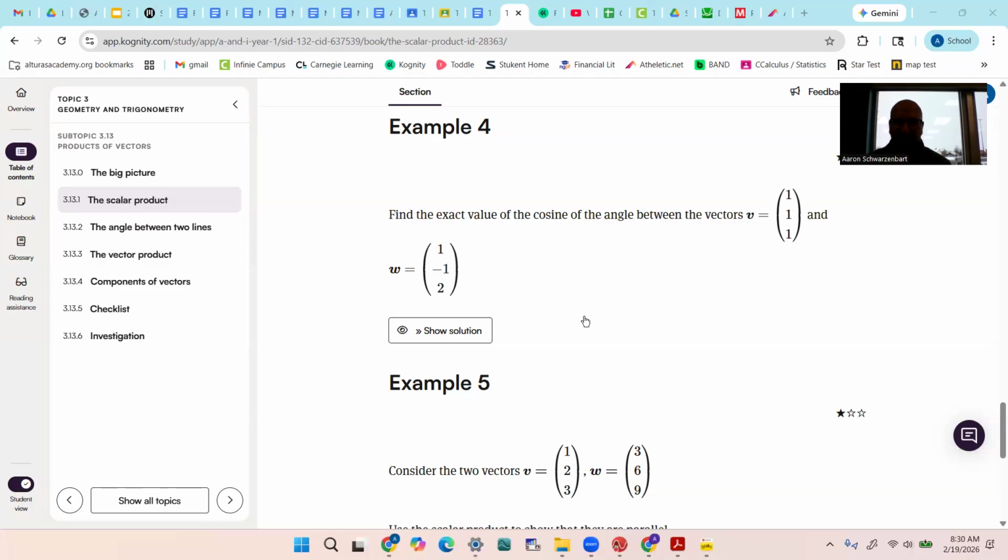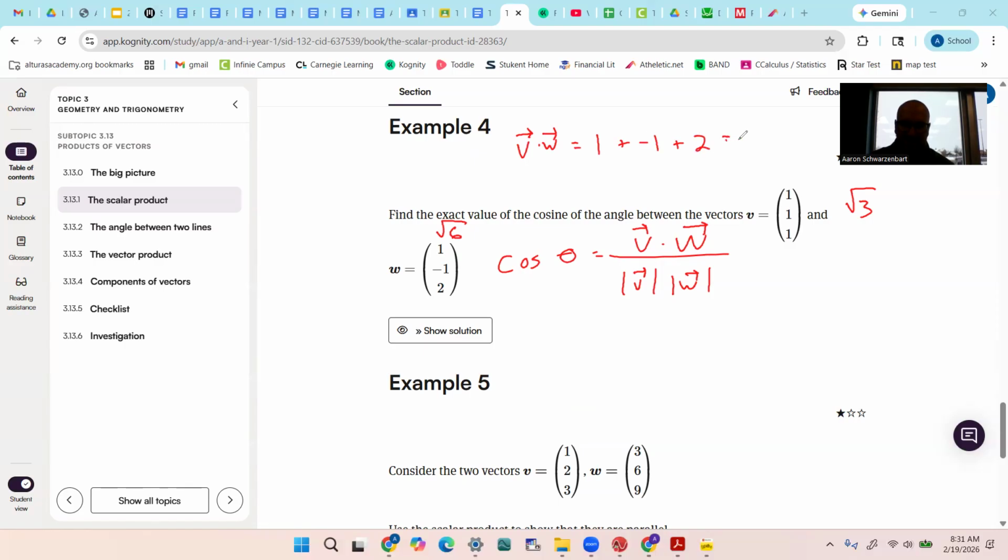Find the exact value of the cosine of the angle between these two vectors. Okay. It asked me for the cosine, it didn't ask me for the angle, it just said for the cosine of the angle. The magnitude on this one is square root of 3. So the dot product equals 1 plus negative 1 plus 2. That's 2.